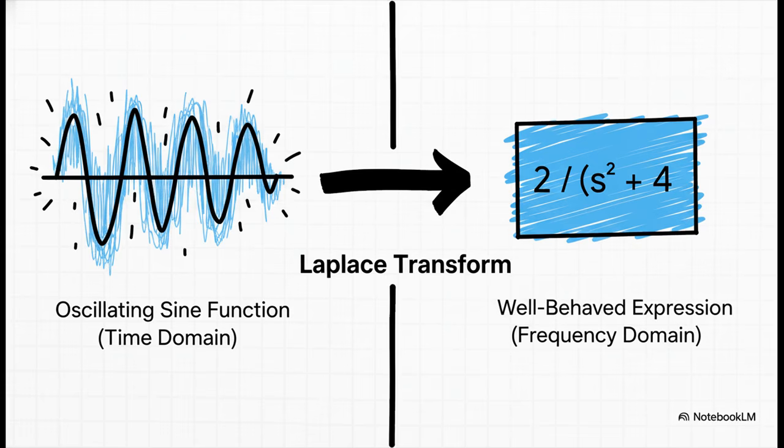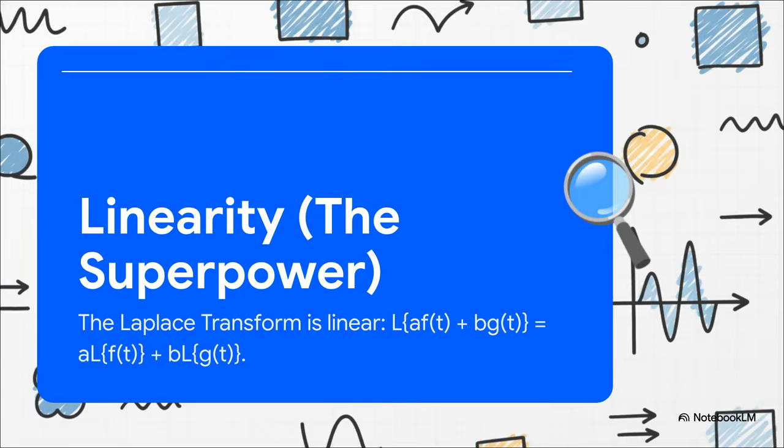And this perfectly illustrates the whole point of our machine. A complex, wavy sine function in the t world becomes this simple, well-behaved algebraic expression in the s world. This is exactly the kind of powerful transformation we were hoping for. Hey, remember that golden rule we talked about earlier? Linearity? Well, it turns out the Laplace transform is linear, and this is its true superpower. It means if you have a function that's made up of several pieces, like say 5 times t plus 3 times sine of t, you can just transform each little piece separately and then add the results back together.